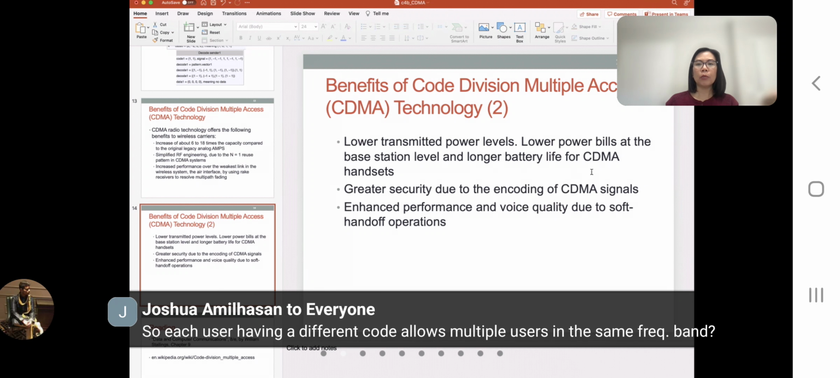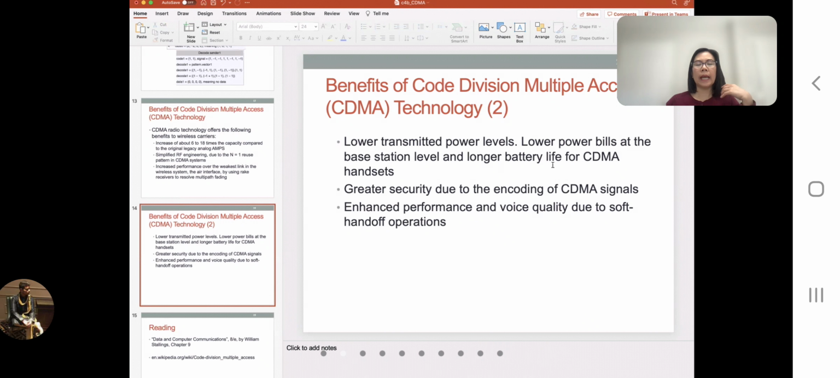Other benefits include lower transmitted power levels. This means lower electricity bills at the base station, lower energy consumption, and longer battery life for the cell phones, the handsets. It also provides greater security because of the encoding of the CDMA signal. And it gives better performance in terms of quality, like voice quality, due to soft handoff operation.